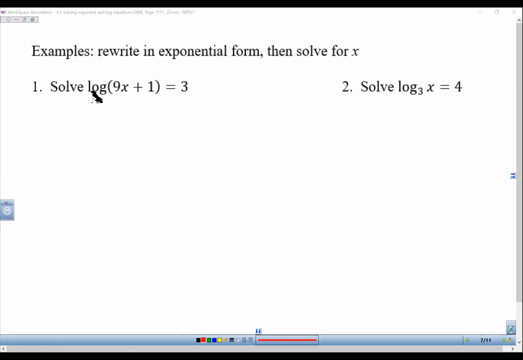So this is log base 10, remember that. And remember, the answer is the exponent. So this would be 10 to the third power equals 9x plus 1.